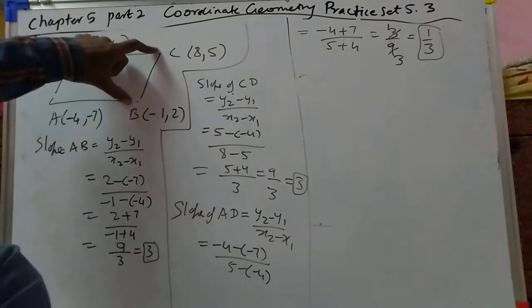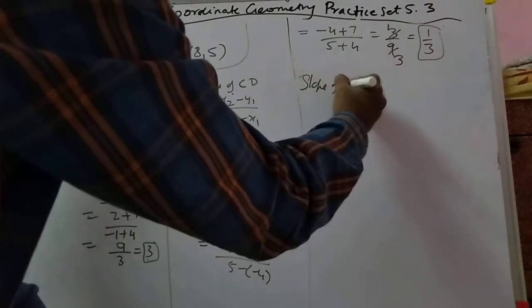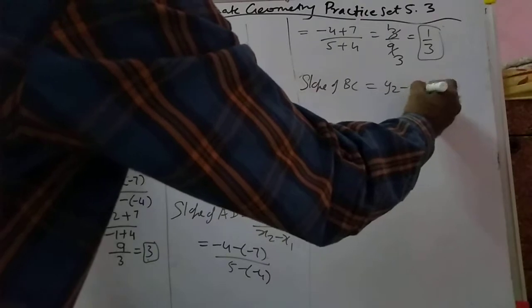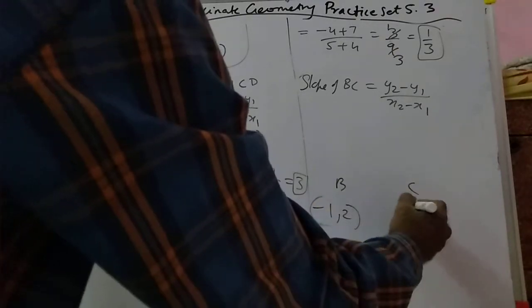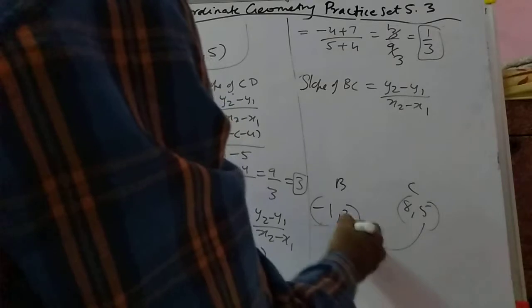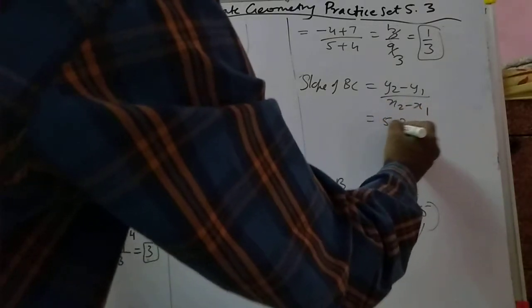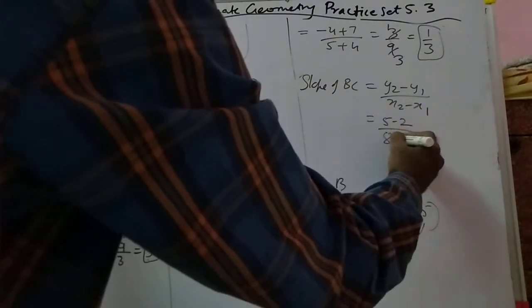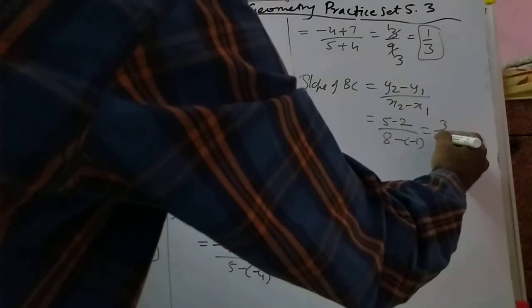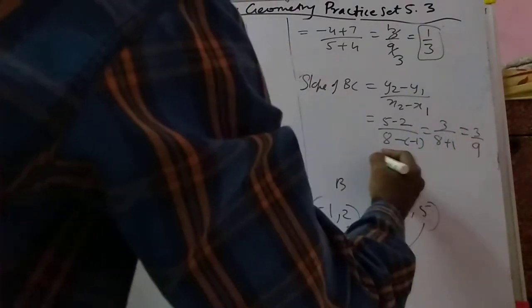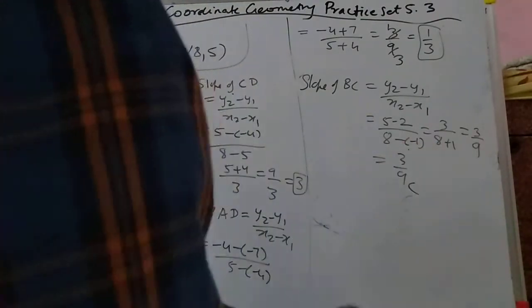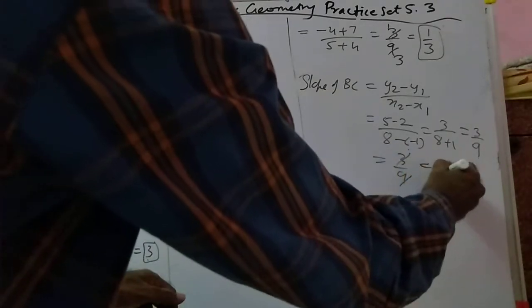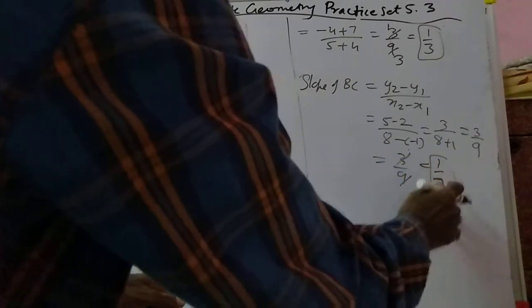Okay, calculate slope of BC. 5 minus 2, 8 minus 1 minus 1. 3 upon 8 plus 1. 3 upon 9. So 3 upon 9, you can cut it, and so you will get 1 by 3. Okay, this one is also coming equal.